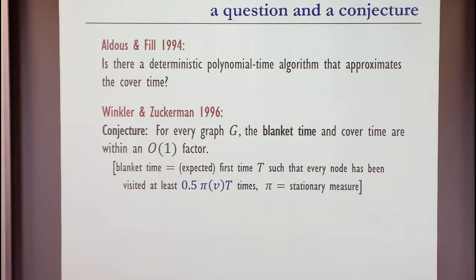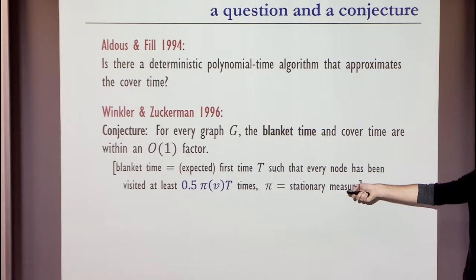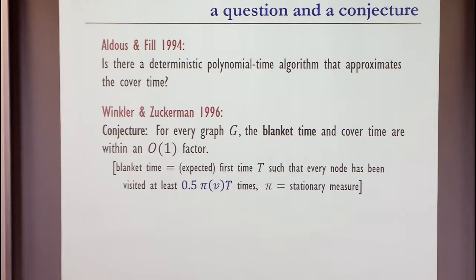For every graph, if you go to the cover time and then go a bit more, not only do you cover all the vertices, but you cover them equitably. So the blanket time is the first random time t such that every vertex has been visited, say, half as much as it should have been visited according to the stationary measure at that vertex. So they conjectured that if you go until you cover, then a little bit further, you actually cover the graph uniformly. So those are two questions.